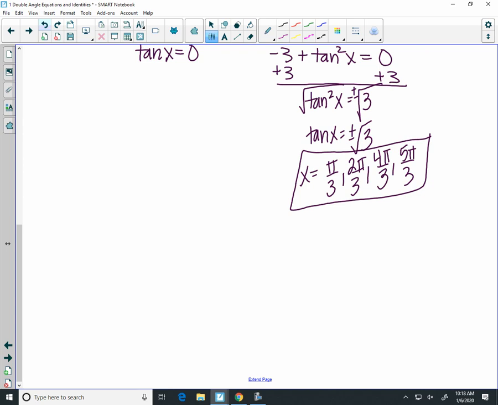Tangent of 0 is harder for me. I have to take tangent and make it into sine over cosine. If you haven't memorized that, phenomenal. Good job. I have to make it into sine over cosine. I also know if tangent is 0, 0 is on top, and it doesn't matter whether cosine is positive or negative. So really, I think tangent is 0 where sine is 0. And we've done that twice already. That's at 0 and pi.